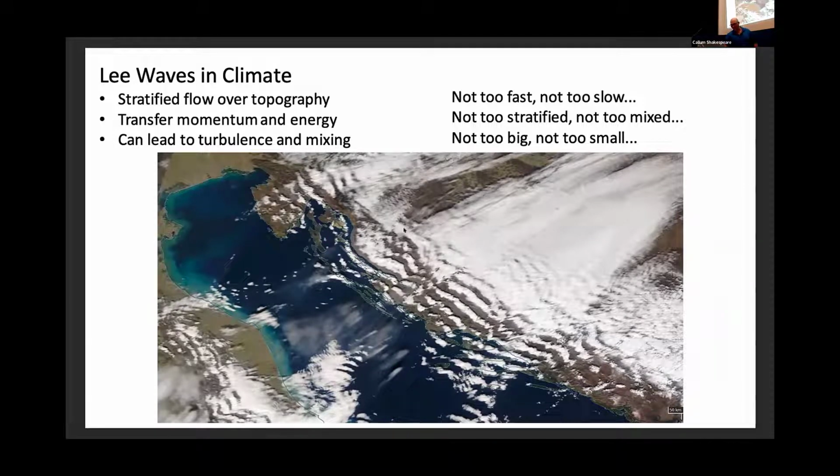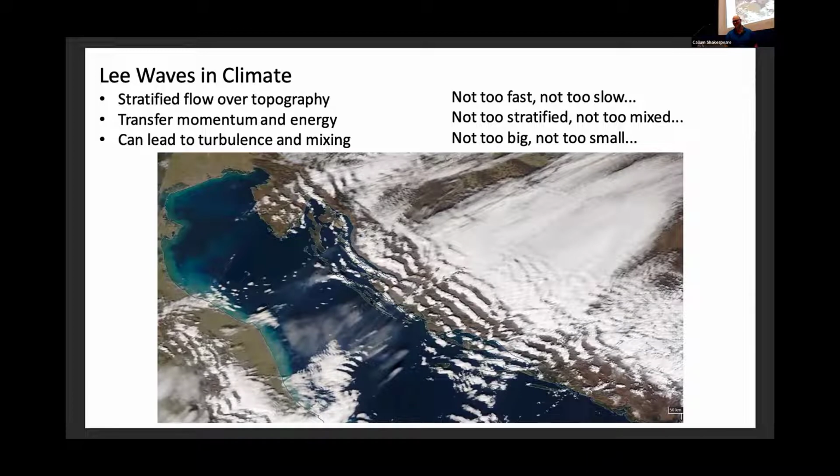What we've got pictured here is, I guess, from a satellite, and this is some sort of airflow coming up from the bottom left corner of the page, interacting with the coastline, which has some sort of topography. What you're visualizing in these cloud bands are lee waves being generated by this stratified flow interacting with the topography. I wanted to find a photo of lee waves in the ocean, but it's difficult to find those photos.